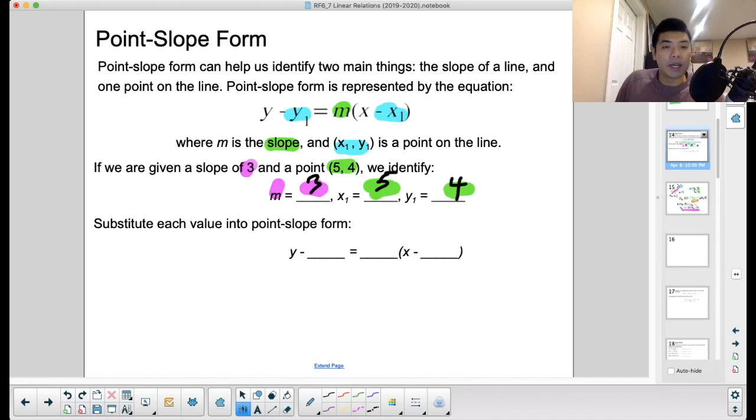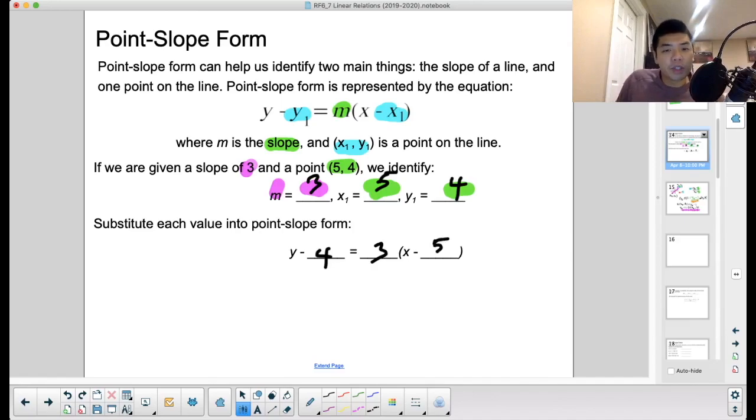We want to substitute each value into point-slope form. All we're going to do is take a look at our original equation, y minus y1. So you've got y minus your y1, which in this case is 4, is equal to your slope, m, which is 3 in this case. So 3 times x minus your x1. In this case, x1 is equal to 5.